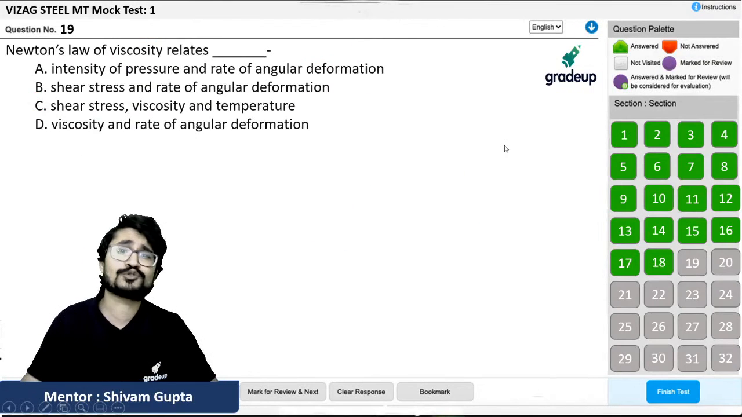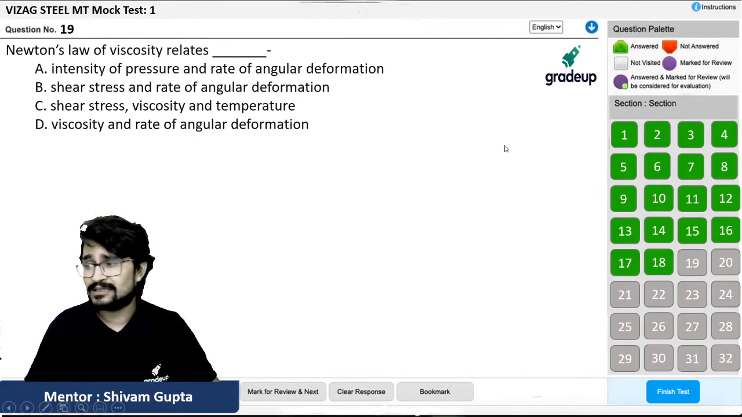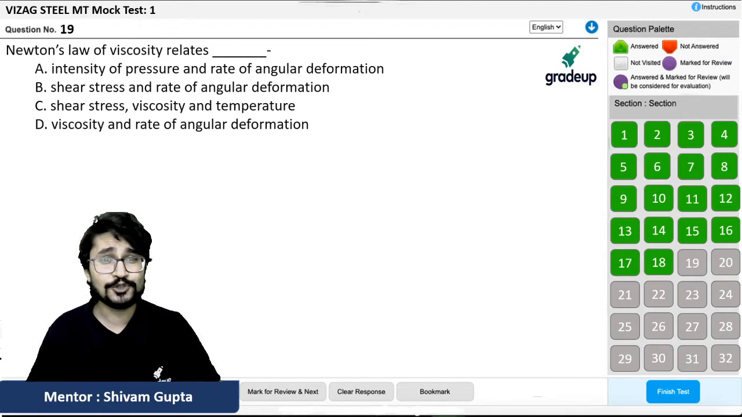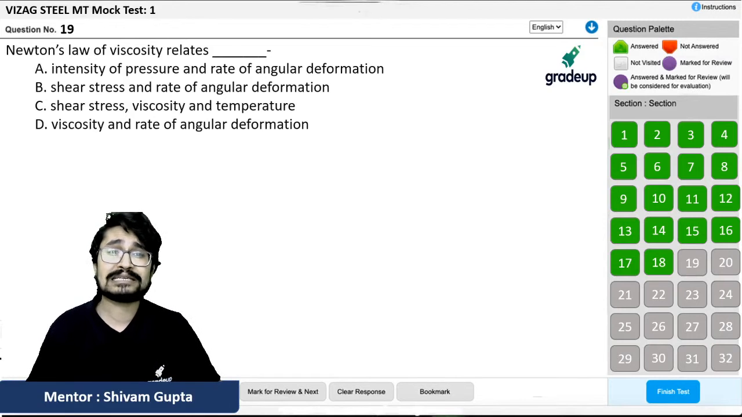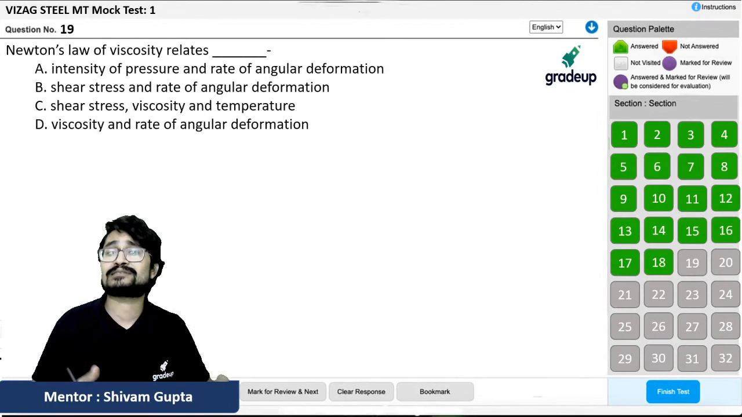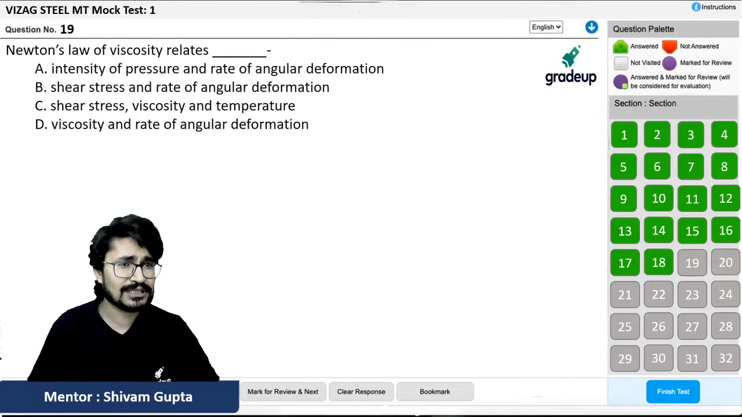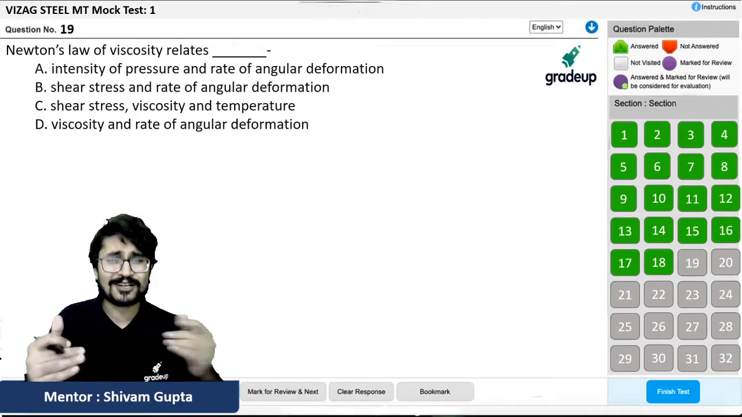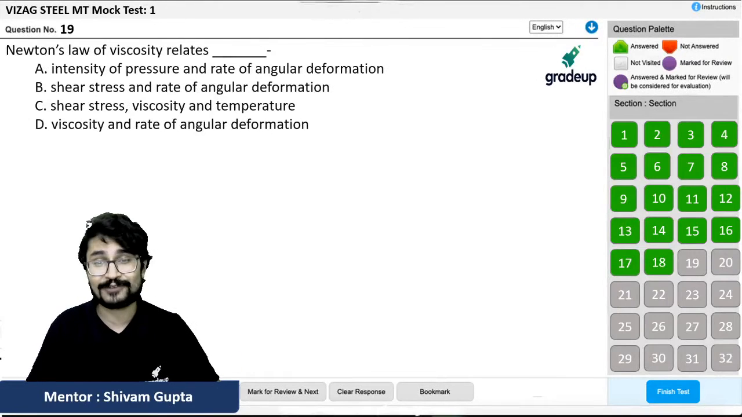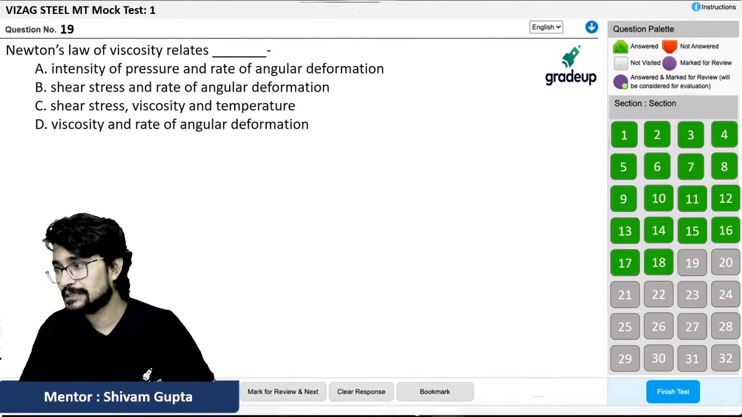that Newton's law of viscosity relates. What do you understand by the Newton's law of viscosity? You know that the Newton's law of viscosity relates with intensity of the pressure and rate of angular deformation, or shear stress and rate of angular deformation, or shear stress with viscosity and temperature, or viscosity and the rate of angular deformation. So what will be the answer?